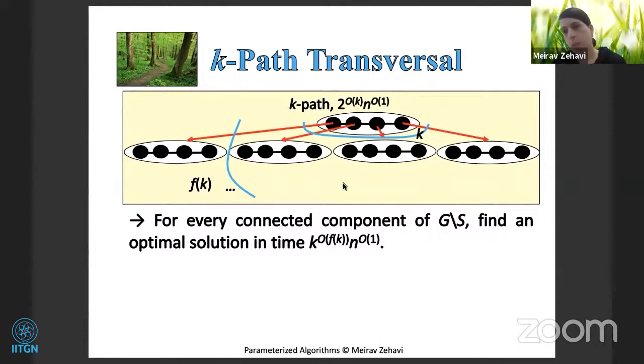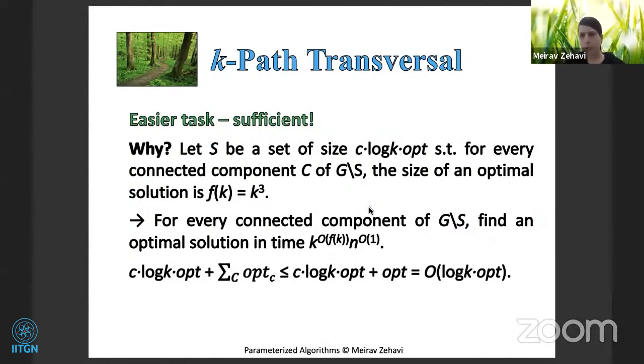So you can see in particular that when the solution size is bounded by some f of k, here we took k to the power of 3, then we are already done. We can solve the problem optimally in each connected component. Let's see this more precisely. So what happens? In the beginning, we got some approximate solution for our easier task.